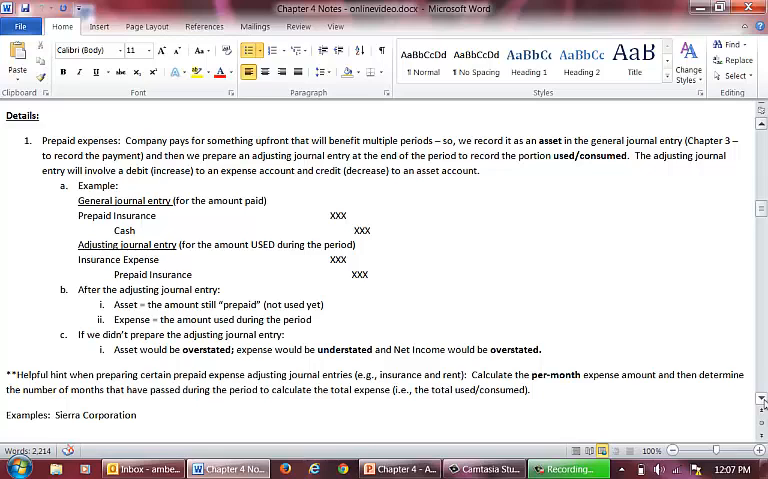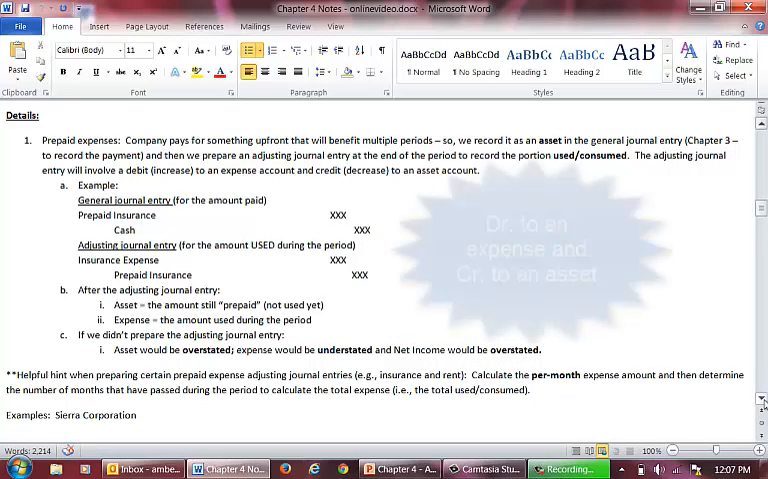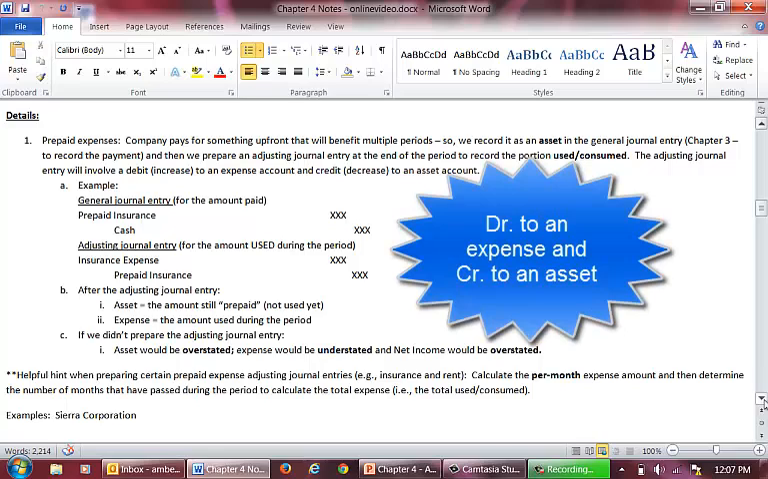We must prepare an adjusting entry at the end of the period to record the amount used or consumed during the period. The adjusting entry will always involve a debit or an increase to an expense account to recognize the expense incurred for the period, and a credit or decrease to an asset account to recognize the portion that is used up and will therefore no longer provide benefit.